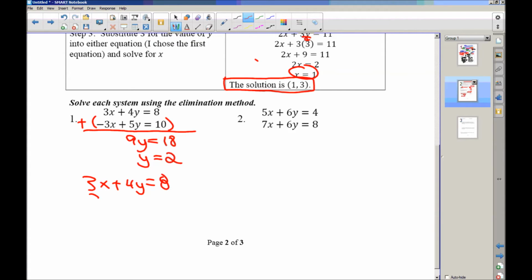All right, so this will be 3x plus 4 times 2 equals 8. That's 3x plus 8 equals 8. 3x equals 0. So when I divide that by 3, I still get 0. So my answer here is 0, 2.